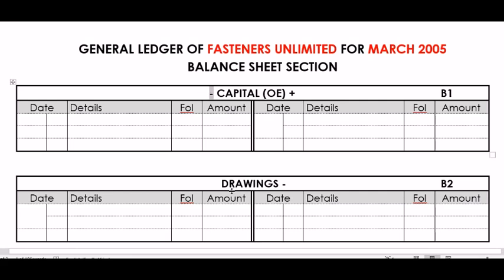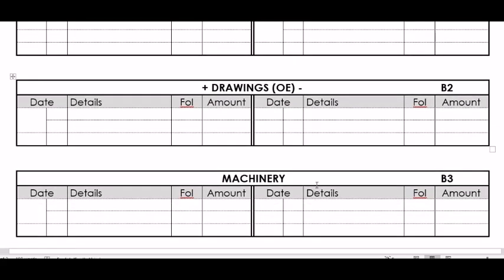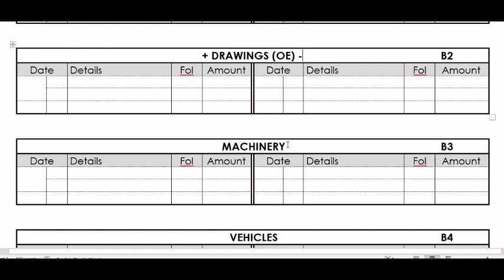The next account, drawings, account number B2, is also an owner's equity item, but it differs from capital if we look at DEAD and CLIC. Drawings is the D of DEAD at the bottom, therefore it increases on the debit side and it decreases on the credit side. The next balance sheet section account on your list is machinery, account number B3. Now machinery is an asset, and assets are the A of DEAD, so it increases on the debit side and decreases on the credit side.